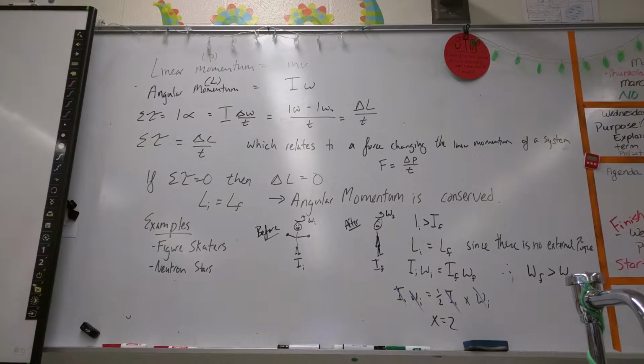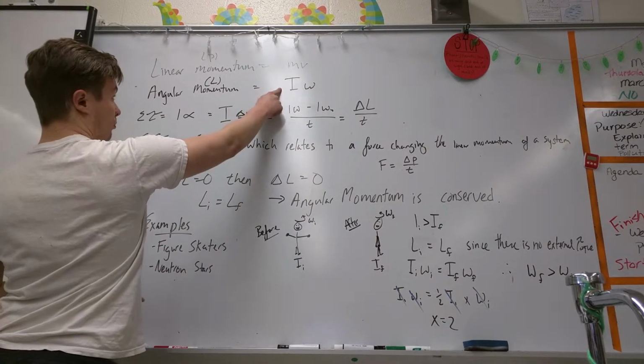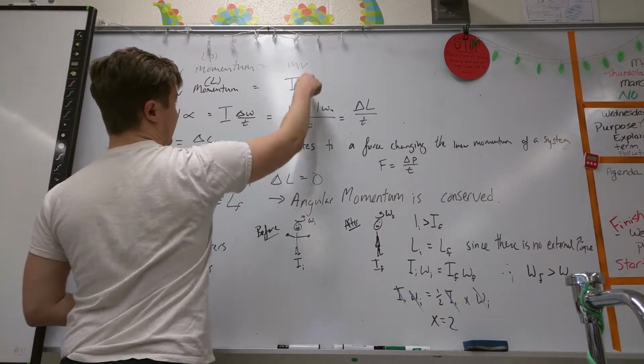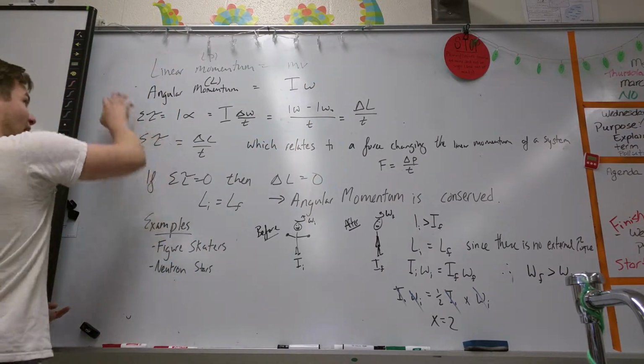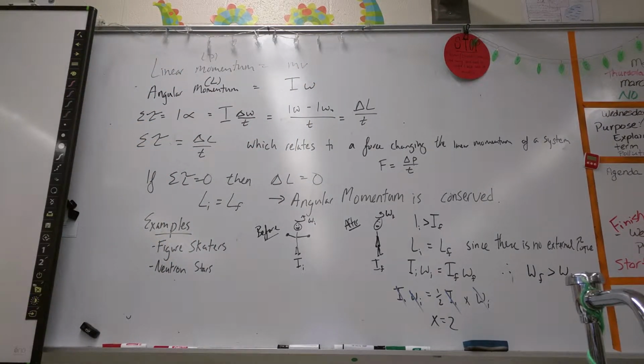So if I want to define an angular momentum, I'd probably just use the variables that are analogous to mass and velocity. And those are moment of inertia and angular velocity. So that's my angular momentum. And I will try and make some relationships with torque and time.